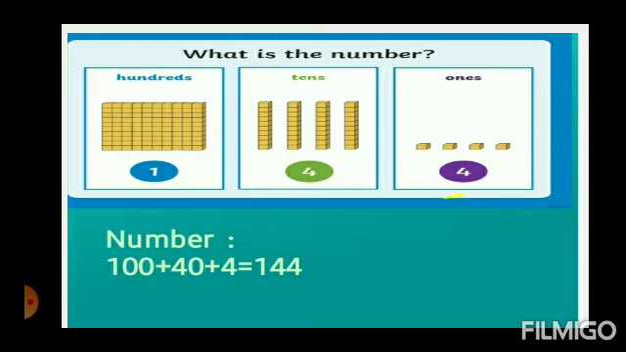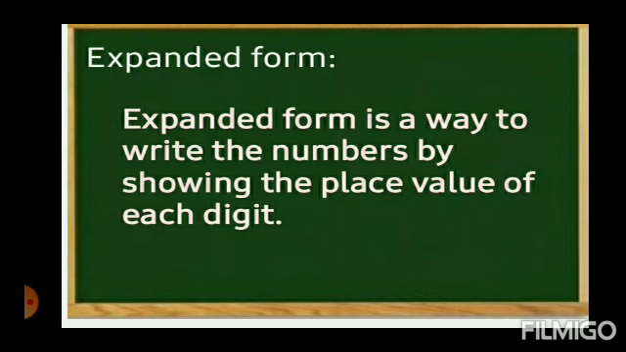What is the place value of 4? 4 is in the ones place. So the place value of 4 is 4. Therefore, 100 plus 40 plus 4 is called the expanded form of 144. Then, what can 144 be known as? 144 can be known as the standard form, as it is a fixed number. We are not going to write any place values of the digits. So, let us have a definition of expanded form. What is an expanded form?